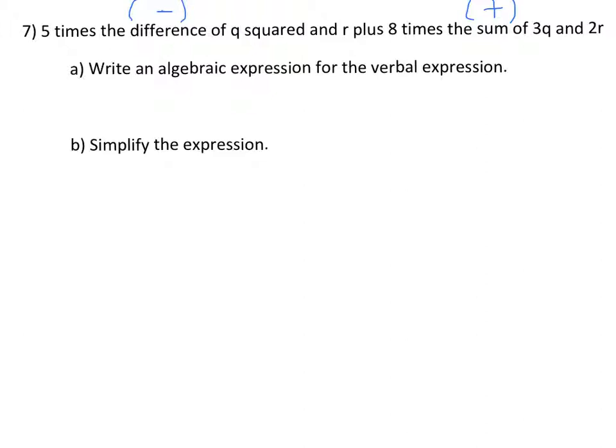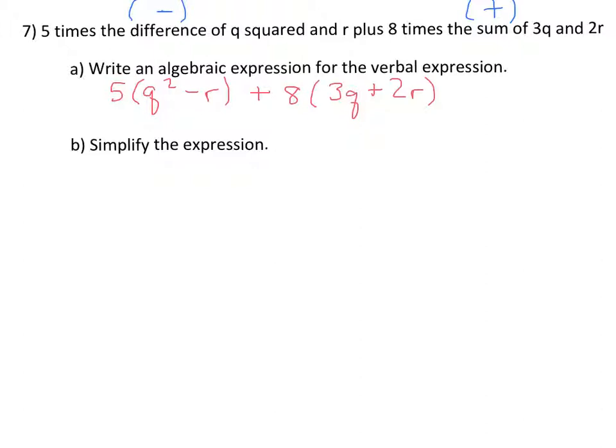So step A here says write an algebraic expression, so no equal sign, for the verbal expression. So when I write this, I'm going to have 5 times, I'm going to put parentheses here, q squared and r. So those are the two things I'm subtracting. Plus, so there's my plus sign, 8 times, and then the word sum is telling us parentheses, 3q and 2r. Okay, so that's my original expression. Now simplifying it, and this is where I'm going to put it in simplest form. I'm going to clean it all up and put things together the same at the end.